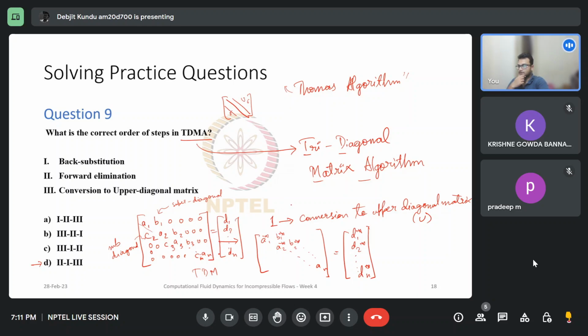So first step we wrote down here. I'm writing down the second step here. The second step is the forward elimination.